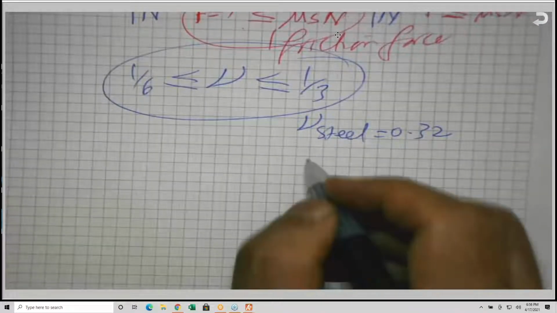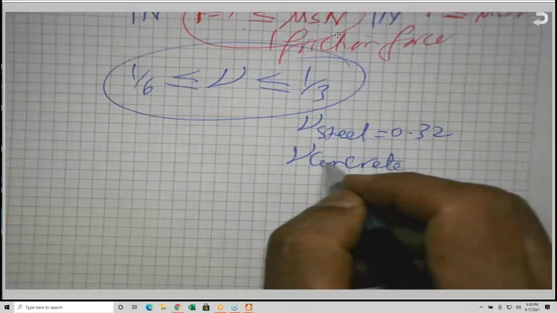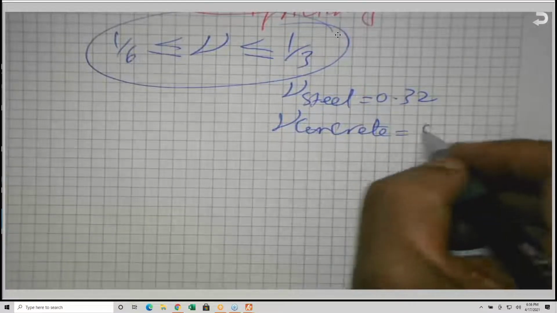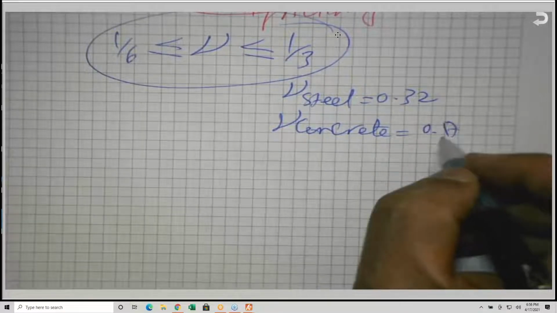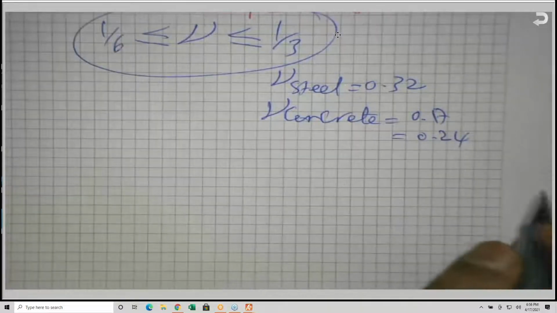Poisson's ratio for concrete, by the way, is not constant. It could be 0.17 to about 0.24, something like that.